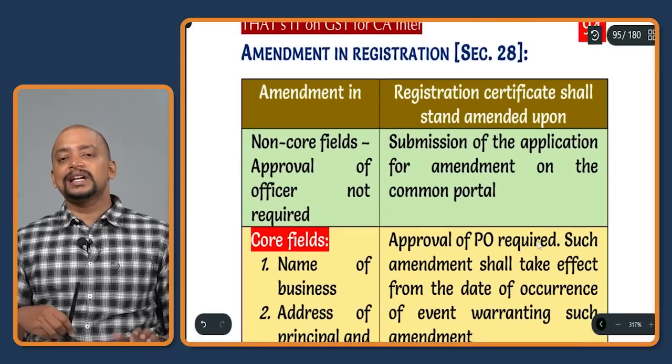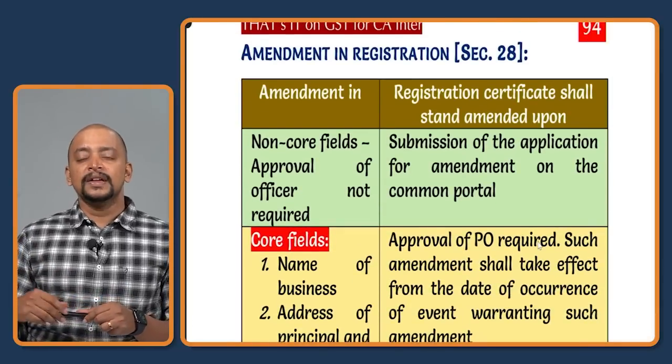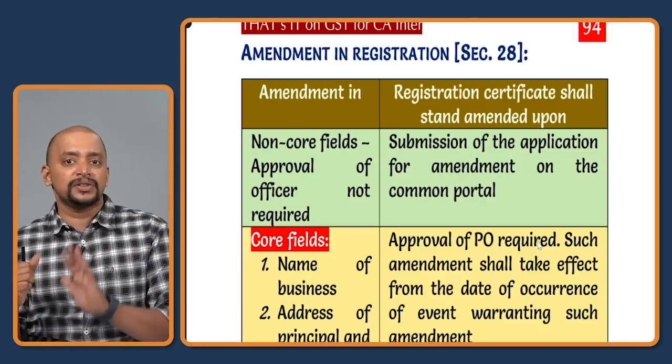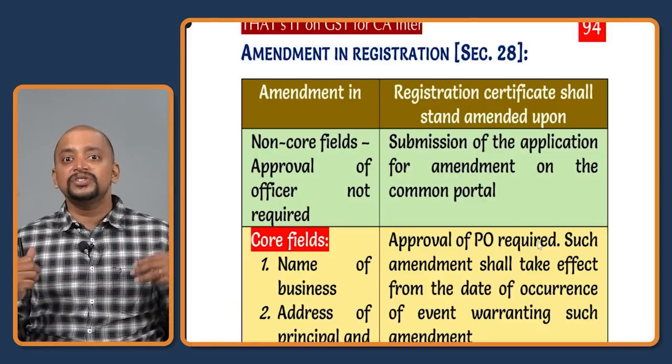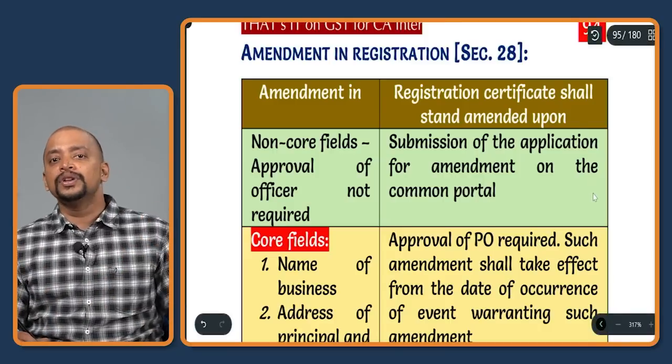Then section 28, amendment in registration. Whenever there is any change in the details which were originally submitted, then there will be an amendment in registration. But remember, if there is a change in permanent account number, then amendment in registration is not possible. We need to go for new registration.